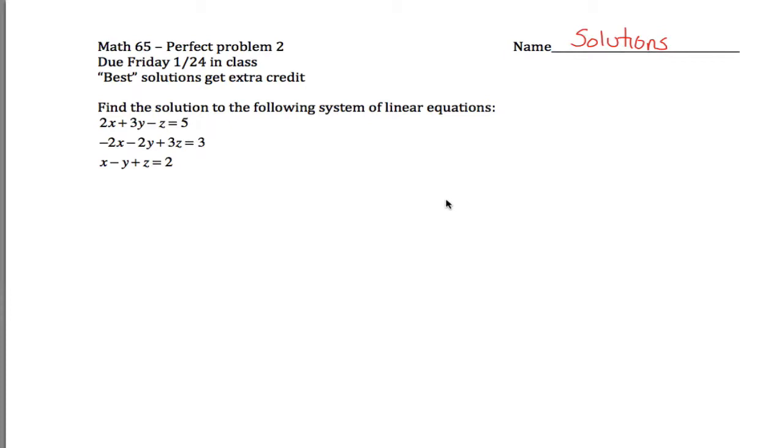All right, here are perfect problem 2 solutions for Math 65. We're given a system of linear equations, except now there are 3 of them and 3 variables, x, y, and z. Kind of an added degree of difficulty.